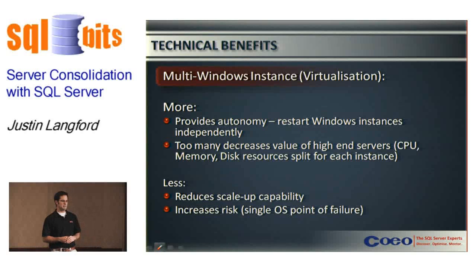So the final option is a multi-Windows instance. And really the alternatives here are to run Datacenter Edition on a big Unisys machine, and we can have multiple Windows partitions within that, or to look at virtualization as a solution. This means that we've got more autonomy, so we can restart an instance of Windows without affecting anything else which is running on that physical machine. And if we put too many of these virtual machines running on one computer, we're going to decrease the value, so we're going to lose the benefit of all the CPUs and memory that we have in the host. So this does in turn reduce the scale-up capability and increases the risk, since we have a single host operating system which manages these virtual machines or partitions.